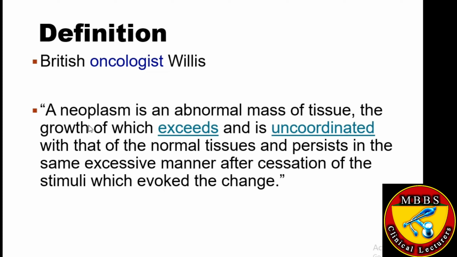What is the third part of this definition? That it persists in the same excessive manner even after cessation of the stimulus which caused the change. So, if a tumor grows continuously in the body because of some stimulation, say, for example, lung cancer developed in a smoker due to heavy smoking, even if you stop smoking at that stage, if the tumor has developed, it will continue to grow regardless of cessation of smoking. This is what it means.